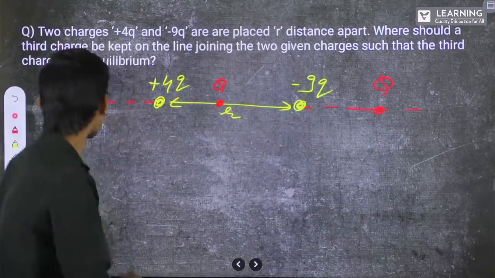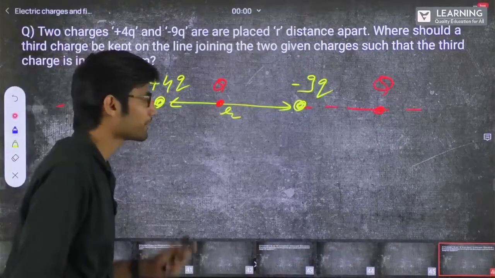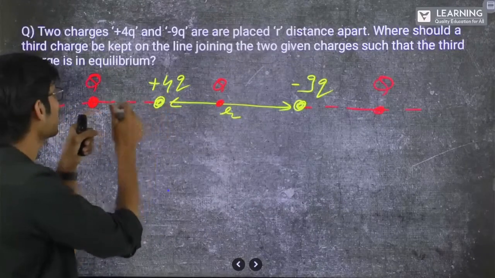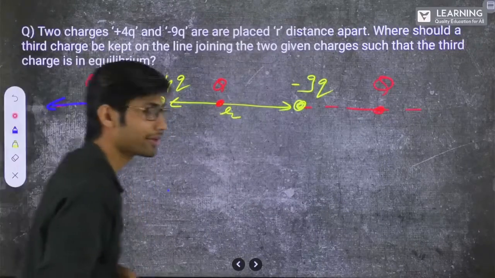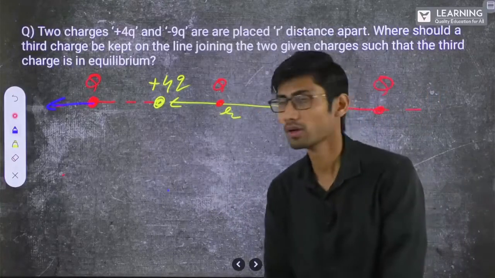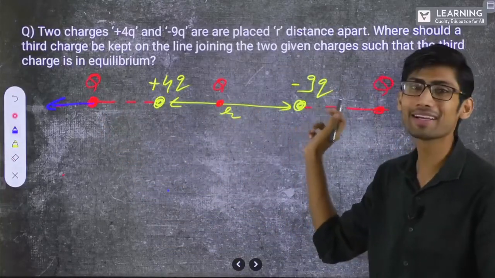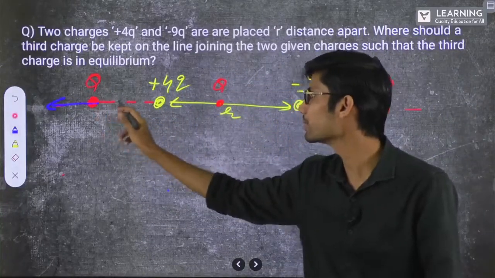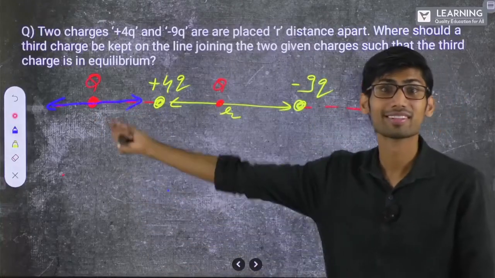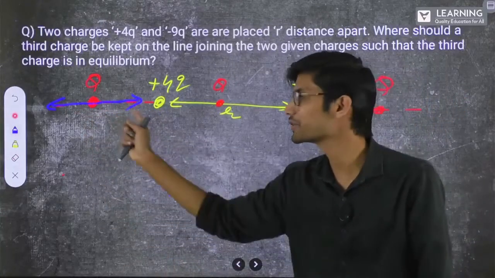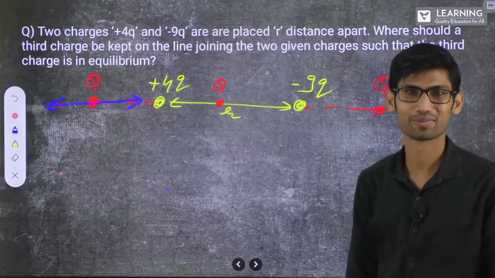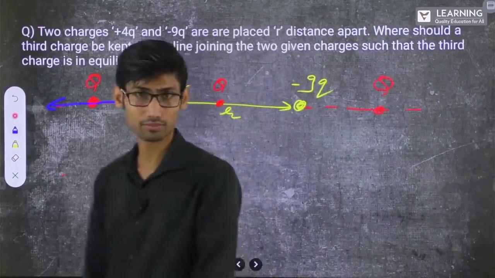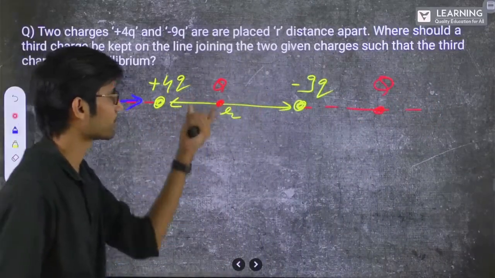Let's see. If I first see the direction, the force on this charge due to this charge will be away from the charge. Now the force on this charge due to this charge, this is minus. I have considered a positive charge. This is minus, so the direction will be this side. Net force can be zero if the magnitude of both the forces become the same. Right? Alright, we got this.